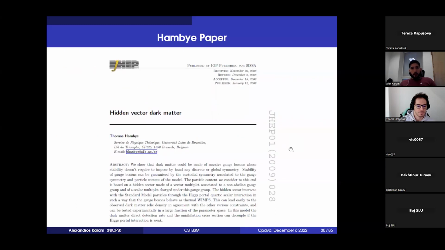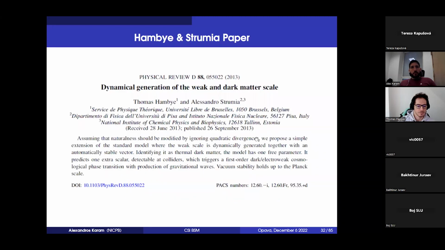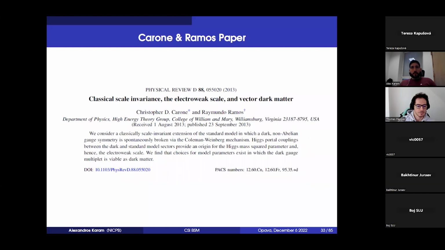Now, this model that I just described was first proposed back in 2008 by Thomas Hambye, although back then Hambye considered the non-scale invariant version. But he didn't compute the dark matter abundance, or he didn't take into account the semi-annihilations, for example. Then in 2013, himself, along with Strumia, considered the scale invariant version of this model, although, again, they made a lot of simplified assumptions. Around a month later, Christopher Karam and Raimundo Ramos studied the same model, but they also didn't take into account the semi-annihilation processes.